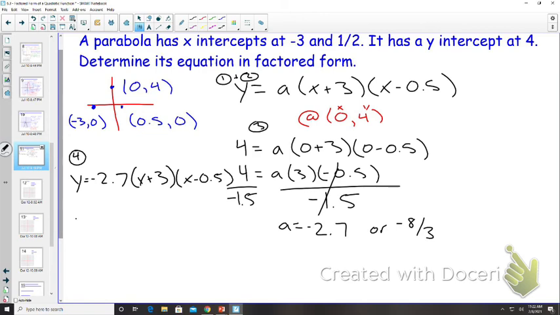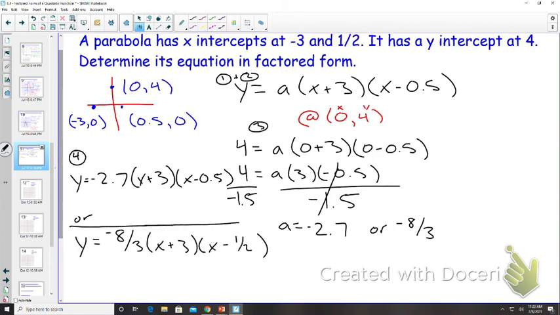Or if you're a fraction, is there any fraction people in here? Are we all like decimals? All decimals. Yeah. Okay. Well, if you do like fractions, I kind of like fractions, to be honest. So, or negative 8 over 3, x plus 3, x minus 1 over 2. How do you know that? Like, how do you know that negative 2.7 is negative 8 over 3? I don't personally.